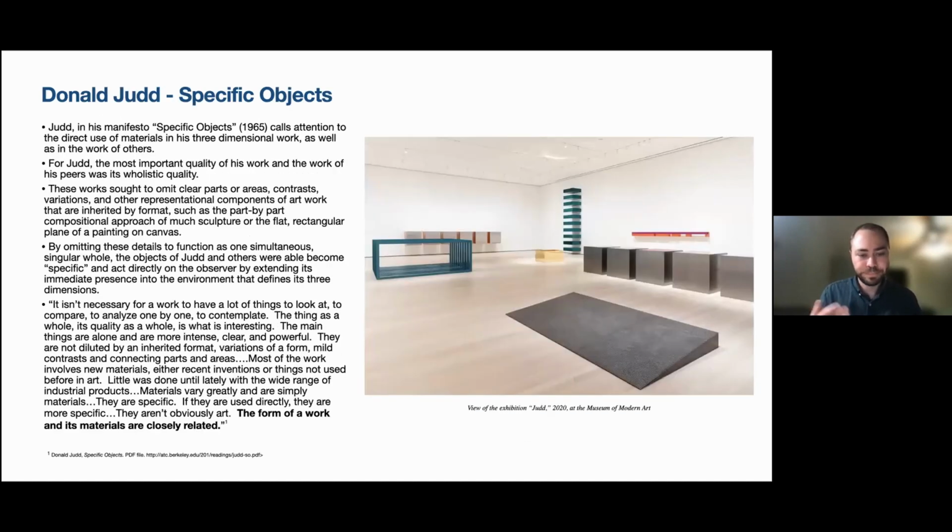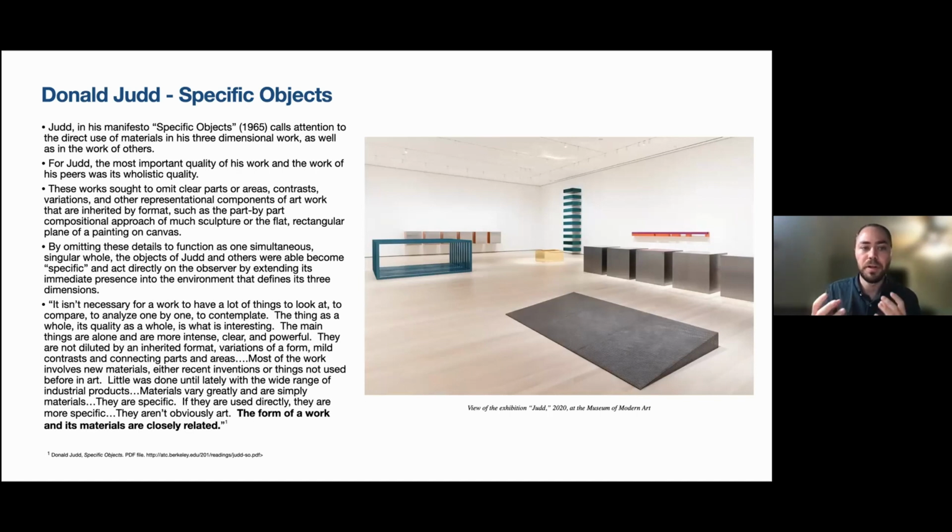So one way that I thought was a bit more clear in starting to interrogate this idea is the conversation that Donald Judd and Michael Fried have in the 60s about minimalist artwork, or what Fried calls literalist artwork. To give background, Donald Judd, in his manifesto Specific Objects in 1965, calls attention to the direct use of materials in his three-dimensional work, as well as in the work of others. For Judd, the most important quality of his work and the work of his peers was its holistic quality, and by this he means that these works sought to omit clear parts or areas, contrasts, variations, and other representational components of an artwork that are inherited by format.